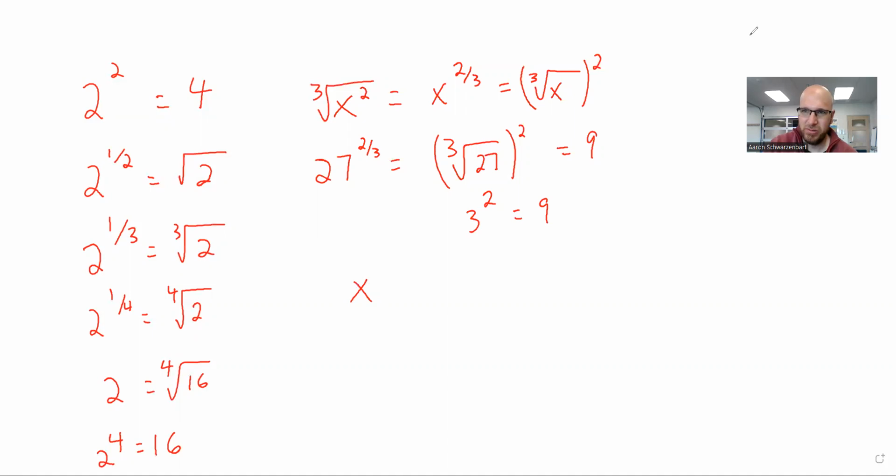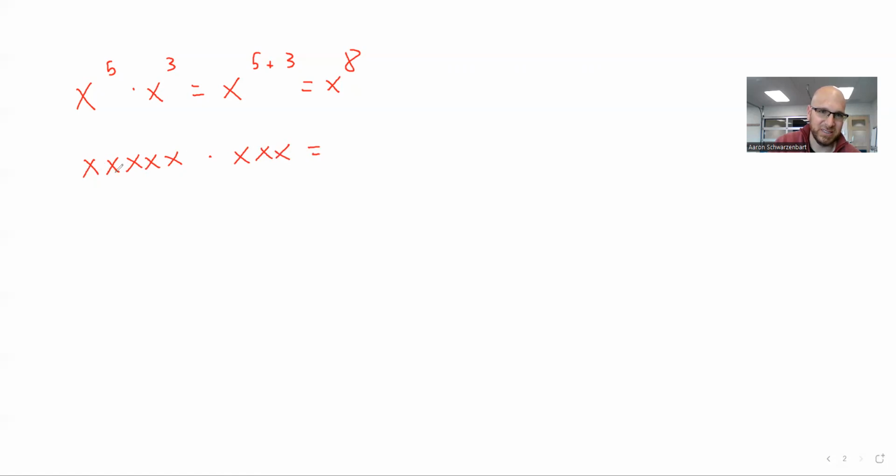Okay. So we're going to go through some of our exponent rules, because we'll also apply these with exponents. So hopefully you know that x to the 5th times x to the 3rd, to do this, I simply add my exponents, and I get x to the 8th. Why is that? Well, x to the 5th is x times x times x times x times x, times x cubed. That's 8 x's multiplied together. That is x to the 8th.